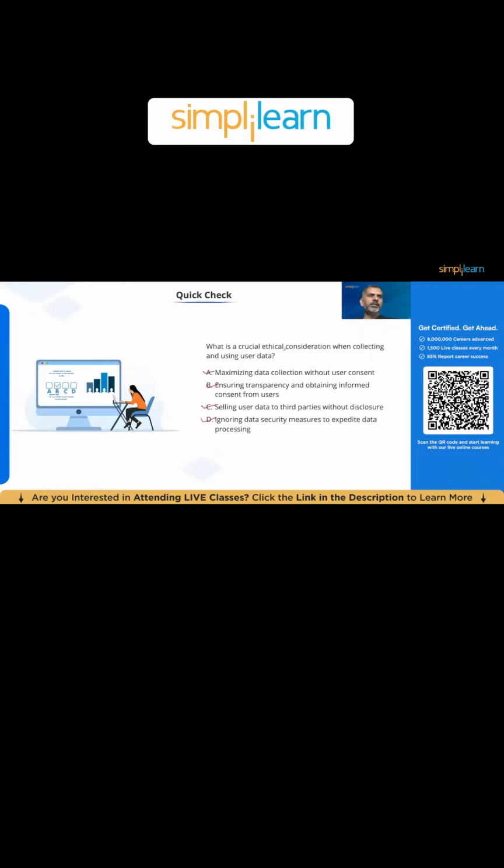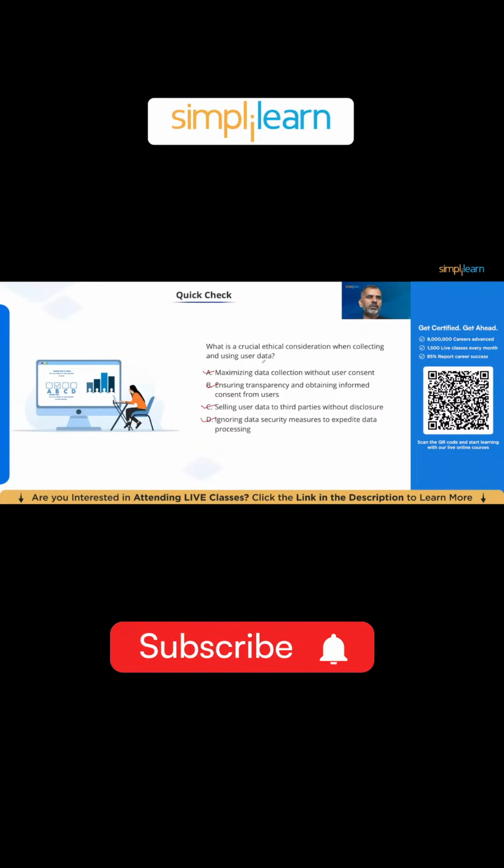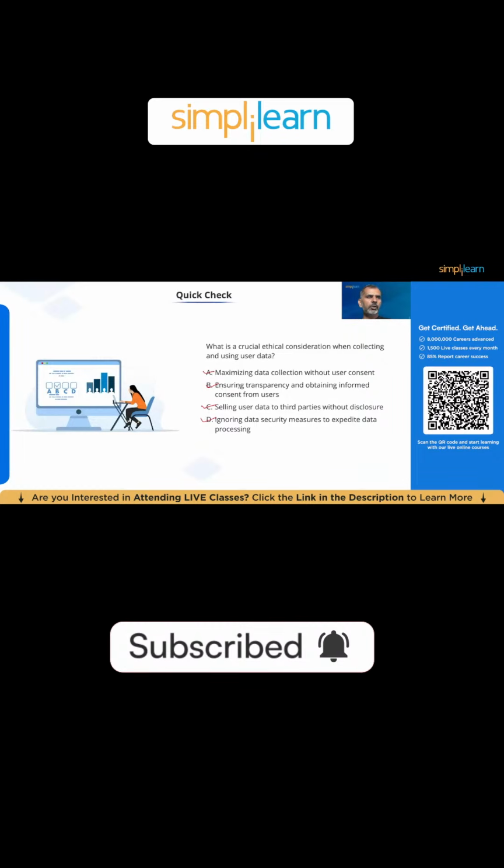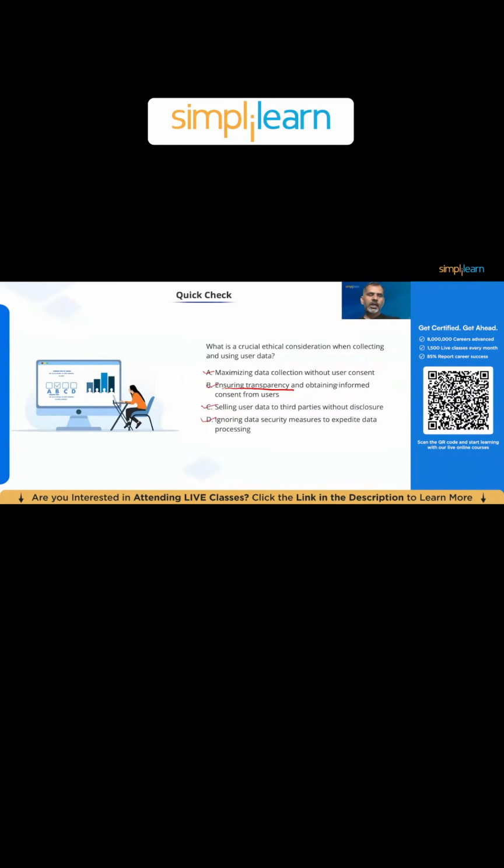So what is a crucial ethical consideration when collecting and using user data is that you have to ensure transparency and you have to obtain informed, proper consent from the user. That's the right option. And that is all like we discussed, guys. So option B is the right option in that.